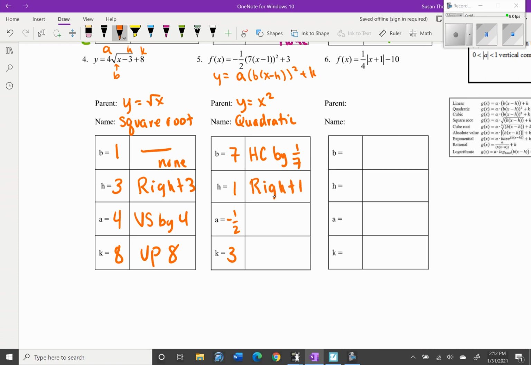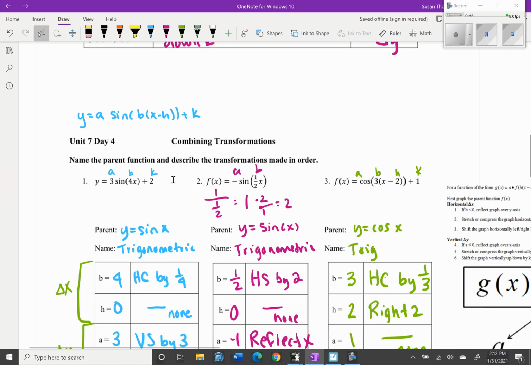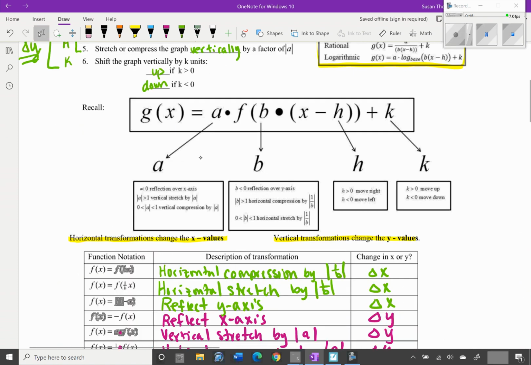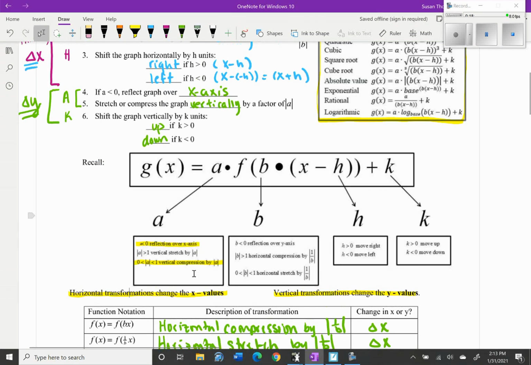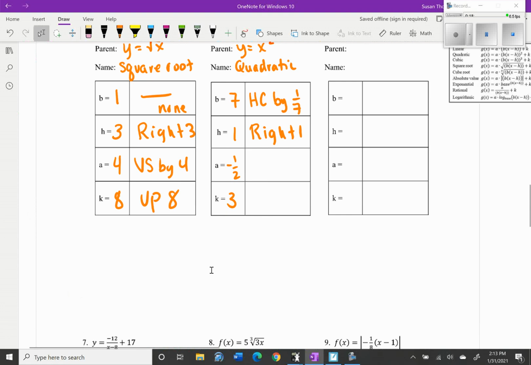A is -1/2, so we go back up here. If a is -1/2, then notice that it's less than 0, so it's a reflection over the x-axis, and the absolute value of 1/2 is in between 0 and 1, so it's also a vertical compression. So now we have 2 transformations. When that happens, which we'll talk about when we're graphing, normally I do the reflection first and then stretch or compress, but it really doesn't matter what order you write it in.